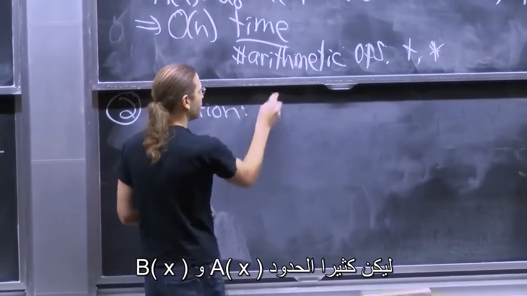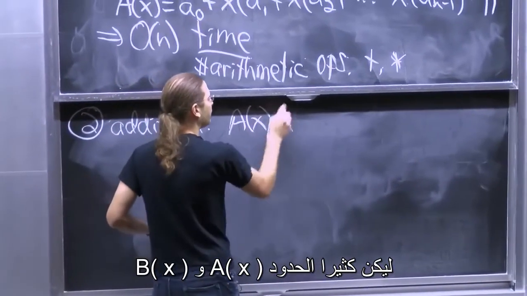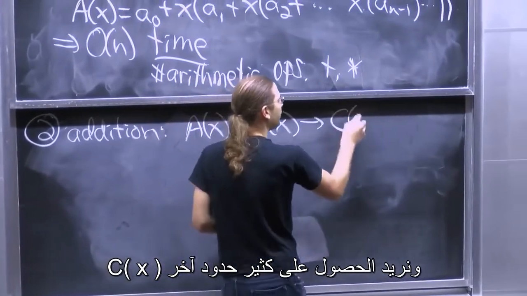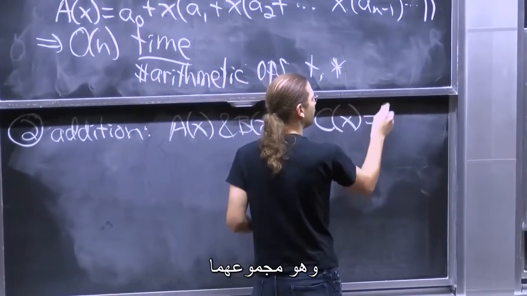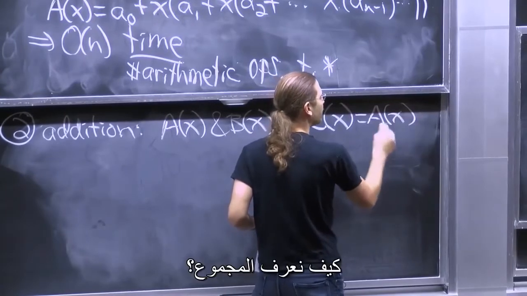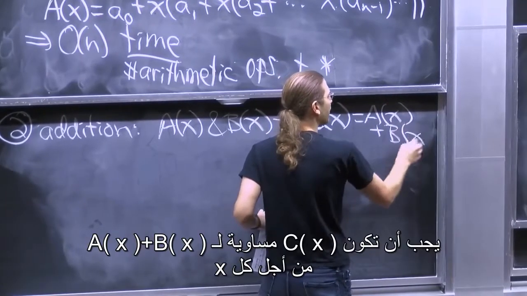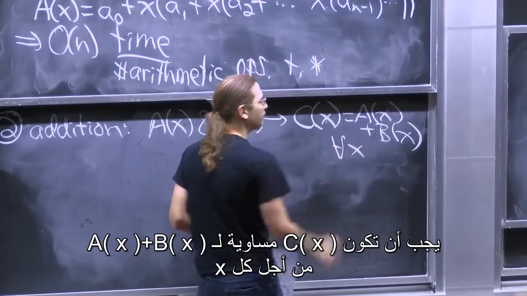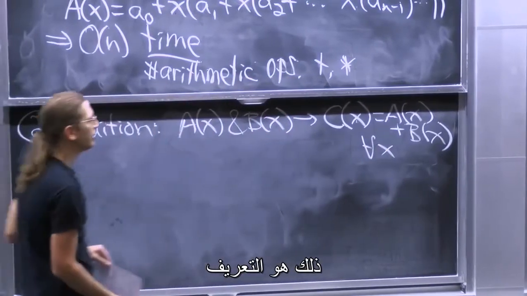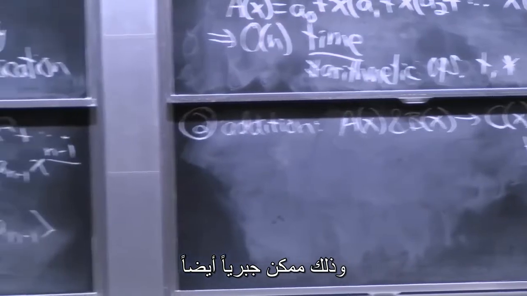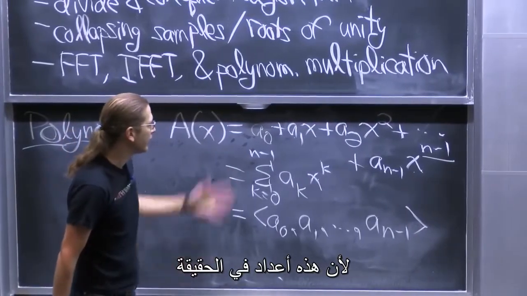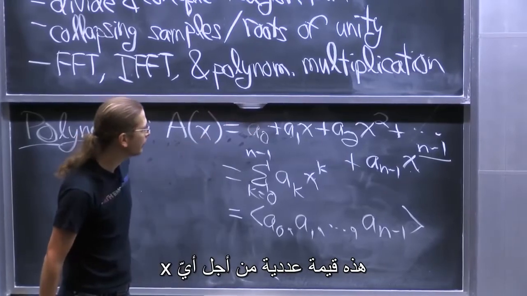So we're given two polynomials, a of x and b of x, and we want to compute a new polynomial, c of x, that is the summation. Now, how do you define the summation? Well, you would like c of x to equal a of x plus b of x for all x. That's the definition. Of course, we can do it algebraically as well, because these are numbers. In the end, for any x, this evaluates to a number.